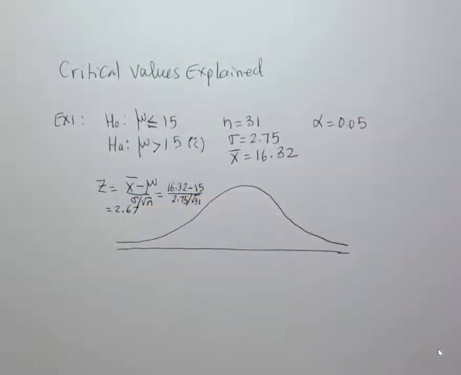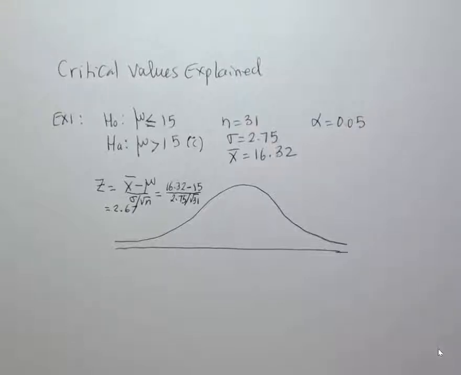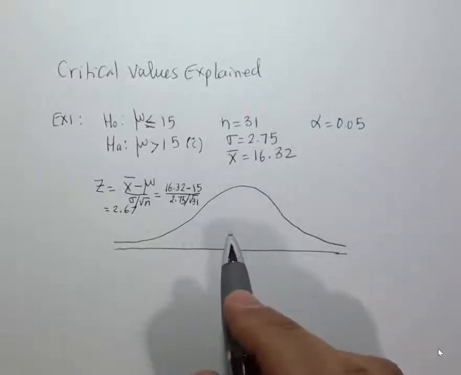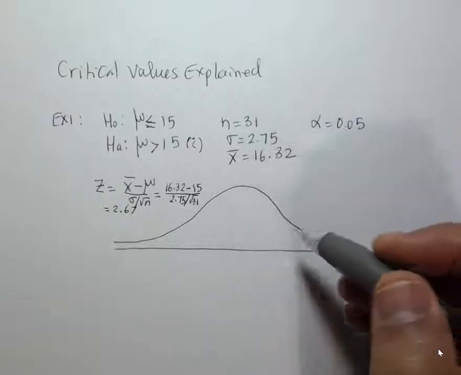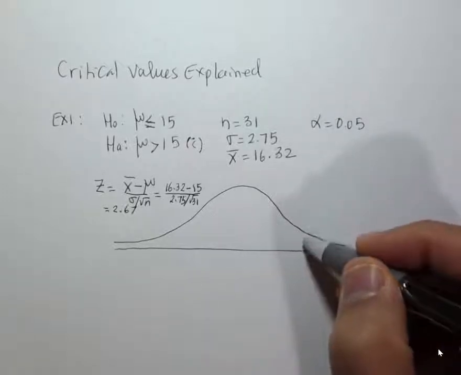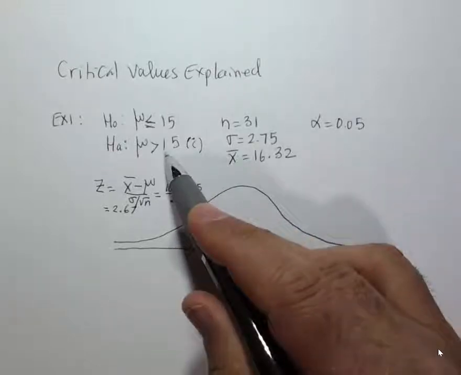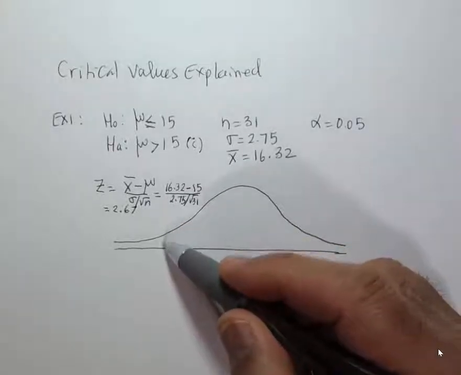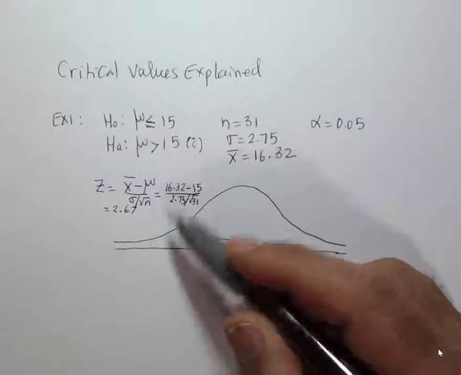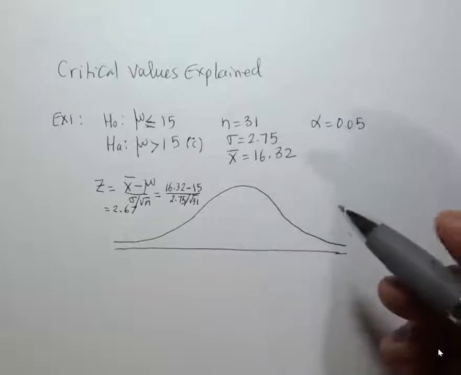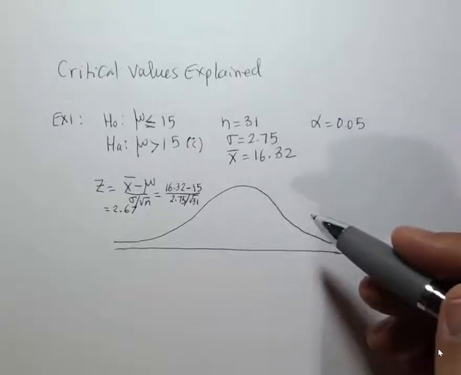Okay. Now let me explain to you how to find the critical value. This is a right tail test. So if there is a rejection region where you reject the null hypothesis, it will be on the right. If you have a left tail test, the rejection region where you reject the null hypothesis is on the left. And if it is a two-tail test, the rejection region will be on both tails of the normal curve.